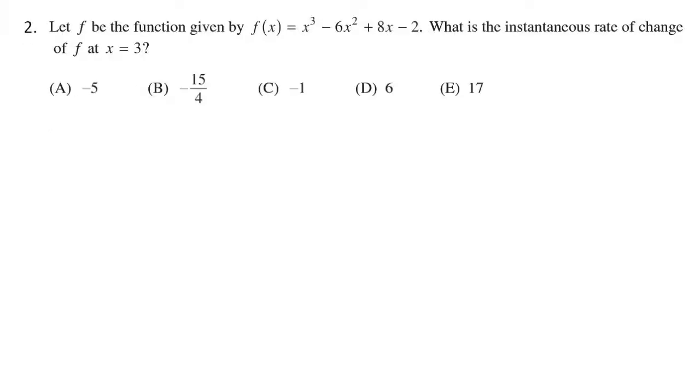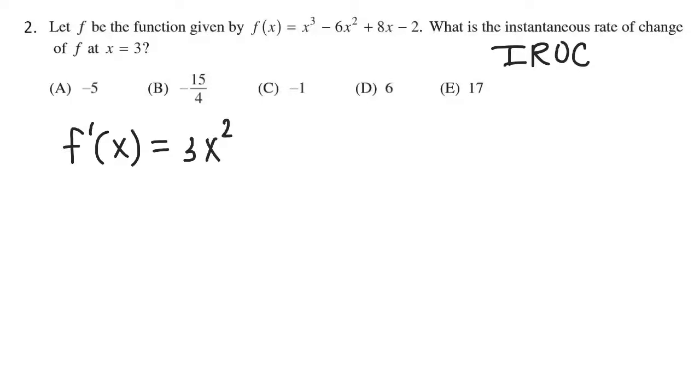Okay, number 2, find the instantaneous rate of change. That's going to be what we call IROC. So instantaneous rate of change. So we need to find the derivative of f of x. So we have f prime of x equals 3x squared minus 12x plus 8.